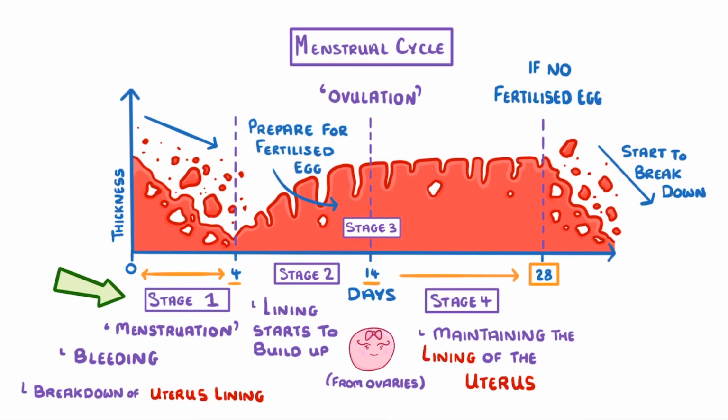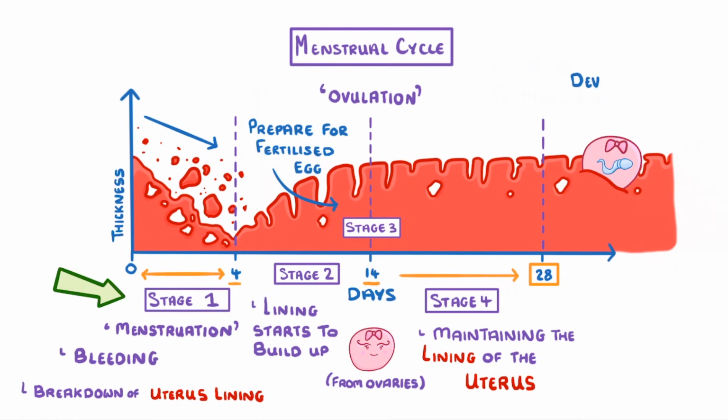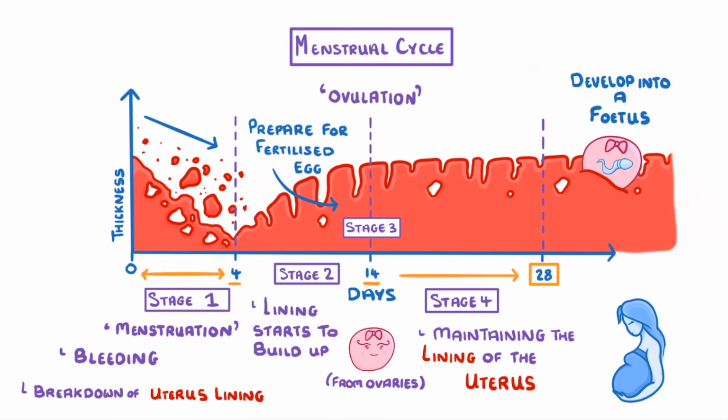However, if there was a fertilized egg, then it would implant into the uterus lining and slowly develop into a fetus. Remember that if this does happen, the cycle doesn't go back to stage 1 again. The menstrual cycle would actually stop, because the woman's pregnant, so there'd be no need for this cycle.